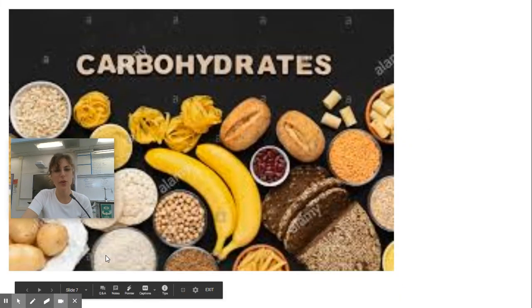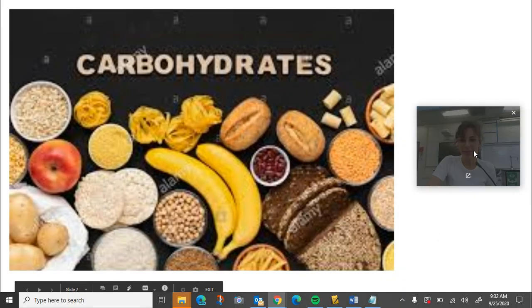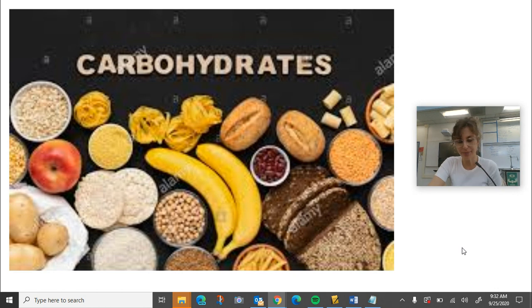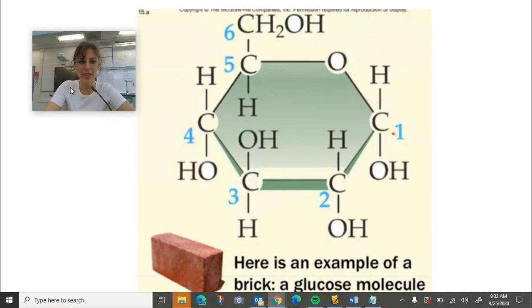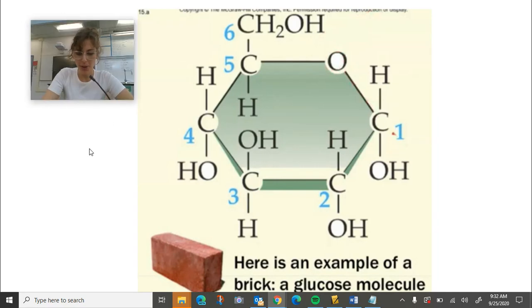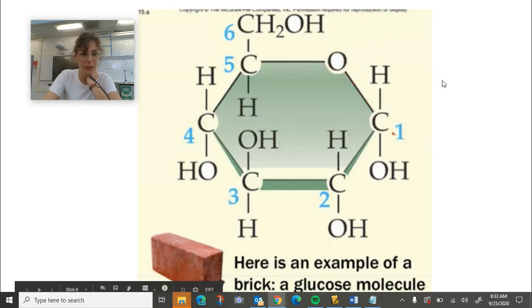All right. So now let's talk about our first big macromolecule, which is carbohydrates. What is the brick for carbohydrates? Hopefully you were thinking it is glucose. When we look at a chemical formula for glucose, we can count the carbons. Hopefully you remember that the molecular formula for glucose is C6H12O6. And if you were to count all of the atoms in this glucose, that would confirm it.